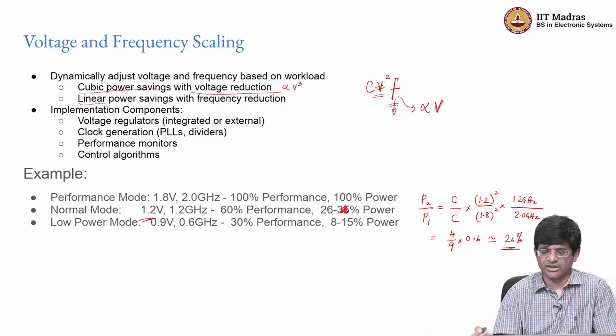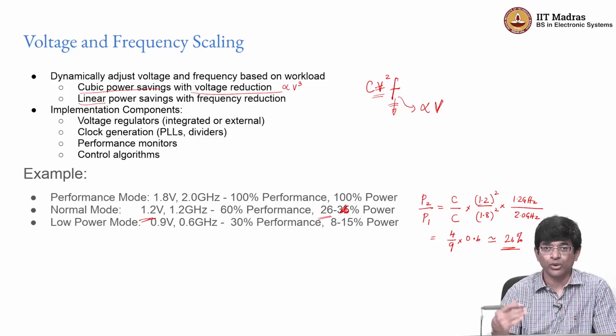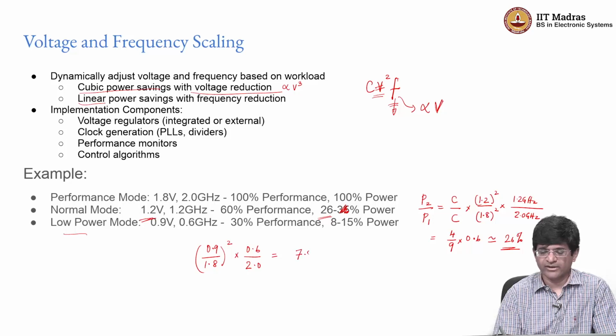I can't even say, this 35 is not like a hard cutoff or something, but I can't really expect to see more than 26% savings, or rather not 26% savings, a reduction to 26% of the original, right. Similarly, I could go further. So what I would have in the low power mode would be a ratio of 0.9 divided by 1.8. This is the V squared component, and I have the F component, which would basically give me something like this, which would work out to somewhere around 7.5 to 8% of the original power.